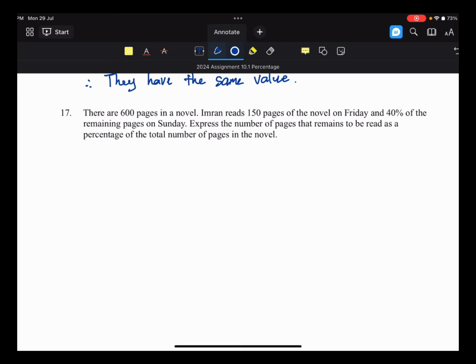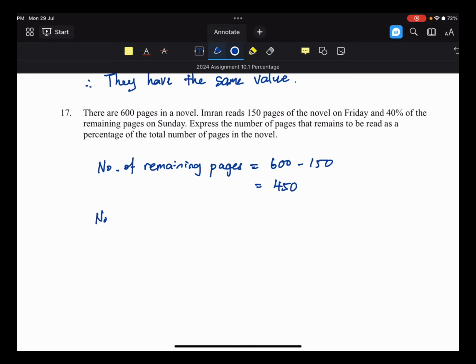Okay, let me continue here. So the last one, there are 600 pages in the novel. Imran read 150 pages of the novel on Friday, 40% of the remainder on Sunday. Express the number of pages that remain to be read as a percentage of the total number of pages in the novel. So what do we do? The number of remaining pages is actually 600 minus 150, which gives us 450 pages, right?